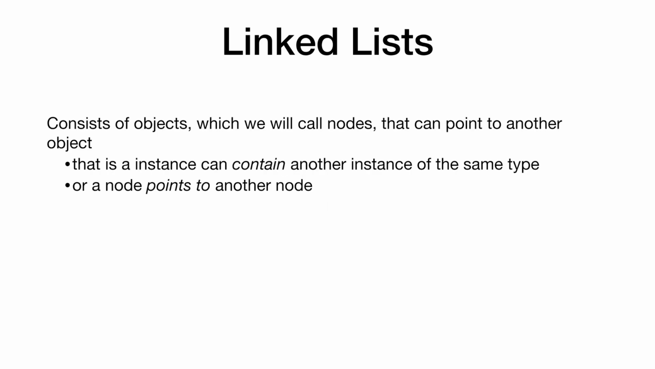Well, a linked list consists of objects, which we call nodes, that point to, not can, but do, point to other objects of the same type.